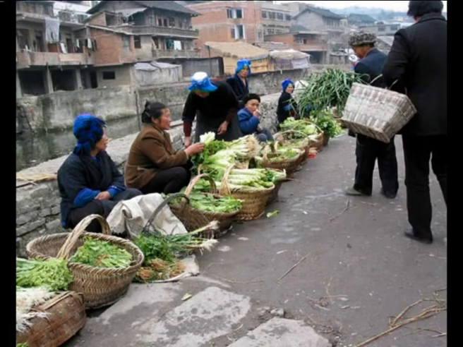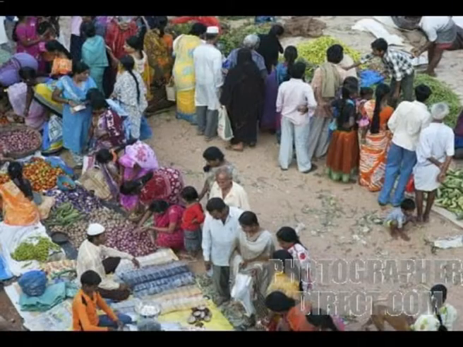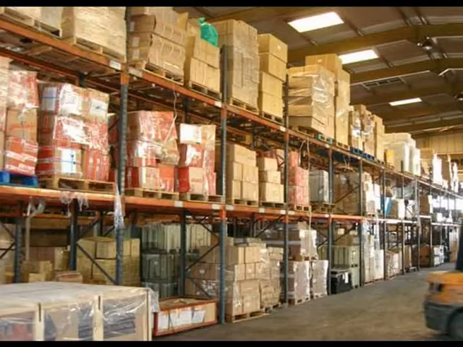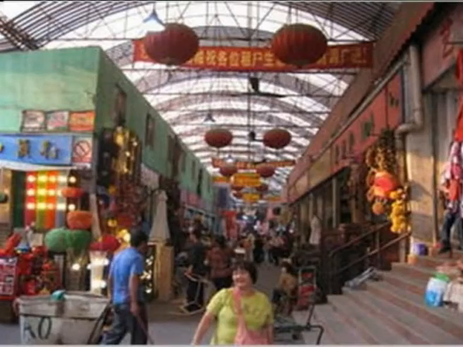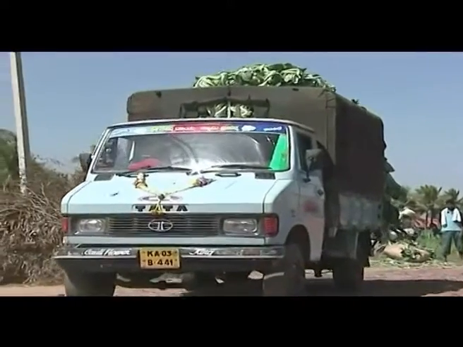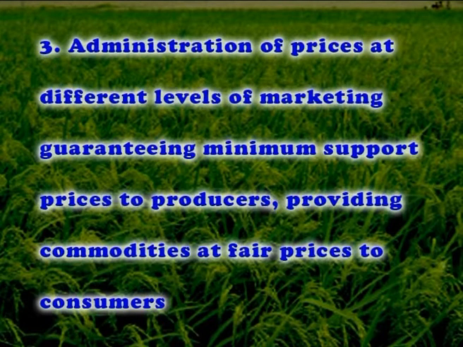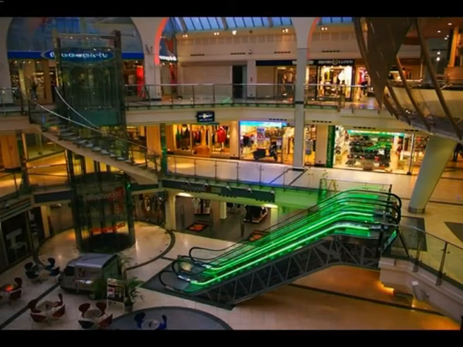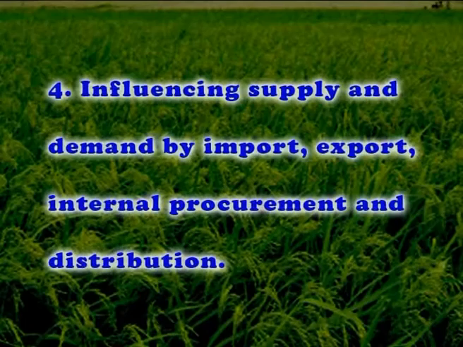This may include restriction on activities of traders, licensing and market regulation, promotional activities such as storage and warehousing, transportation and communication facilities, credit facilities, grading and standardization, and encouragement of cooperative marketing. Administration of prices at different levels of marketing, guaranteeing minimum support price to producers, providing commodities at fair prices to consumers, and fixing the rates of commissions charged by commission agents. Influencing supply and demand by import, export, internal procurement and distribution.